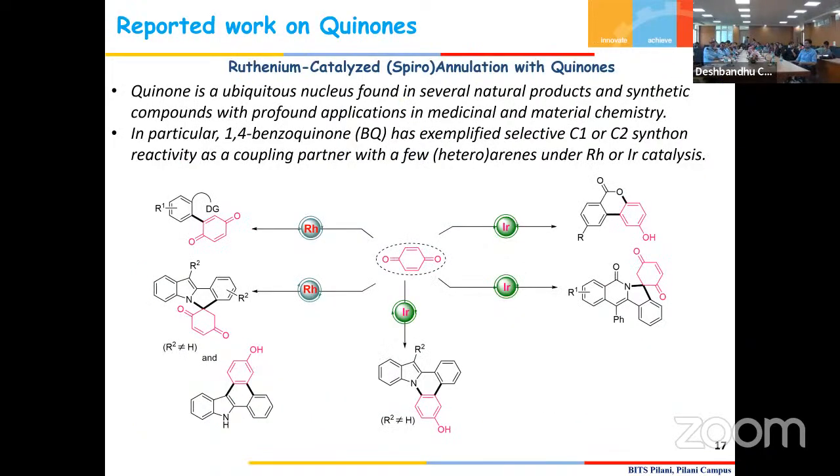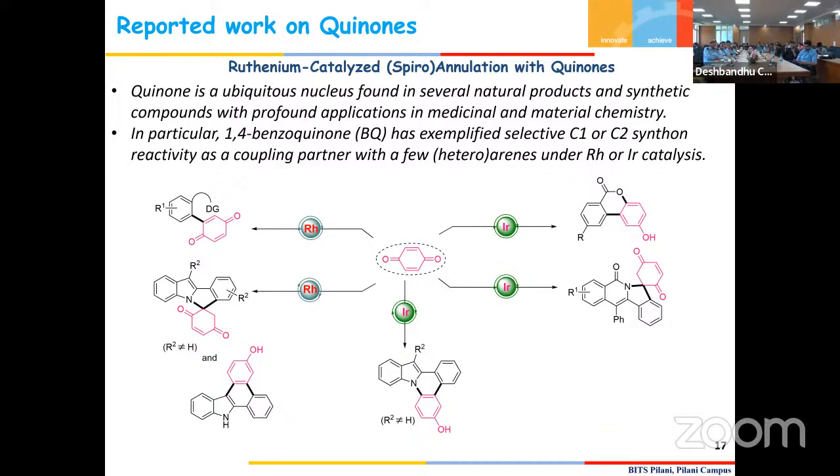From here, we move to a second project along similar lines, and now we picked up quinones as the annulating medium, because quinones are ubiquitous in nature. A number of benzoquinone and naphthoquinone derivatives have exemplified versatile biological activities. So we were interested in seeing what will happen when our systems are coupled with quinones. Of course, there was some literature where quinones have undergone annulation or spiroannulation, and sometimes alkynylation or hydroarylation with some starting materials.